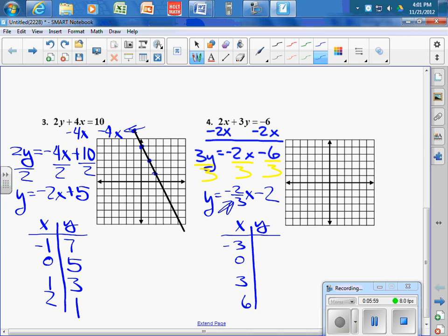So I'm going to take negative 2/3 times -3. The 3's are going to cancel out. I have negative 2 times -1 is 2, minus 2 is 0. Plug -3 in for x and you'll get 0. When I use 0, I get 0 minus 2 is -2. -2 minus 2 is -4. -4 minus 2 is -6.